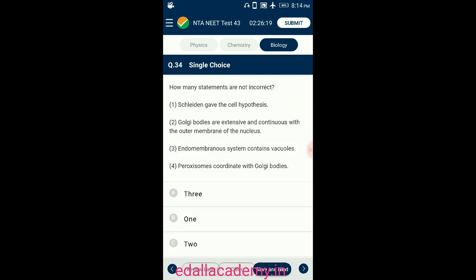Question number 34. How many statements are not incorrect? Here 4 statements are given. Schwann produced the hypothesis that the bodies of animals and plants are composed of cells and cell products. Endoplasmic reticulum is extensive and continuous with the outer membrane of the nucleus. Peroxisomes are not part of the endomembrane system, thus they cannot coordinate with the Golgi body. So the answer for this question is option B. From the given 4 statements, 1 is not incorrect.